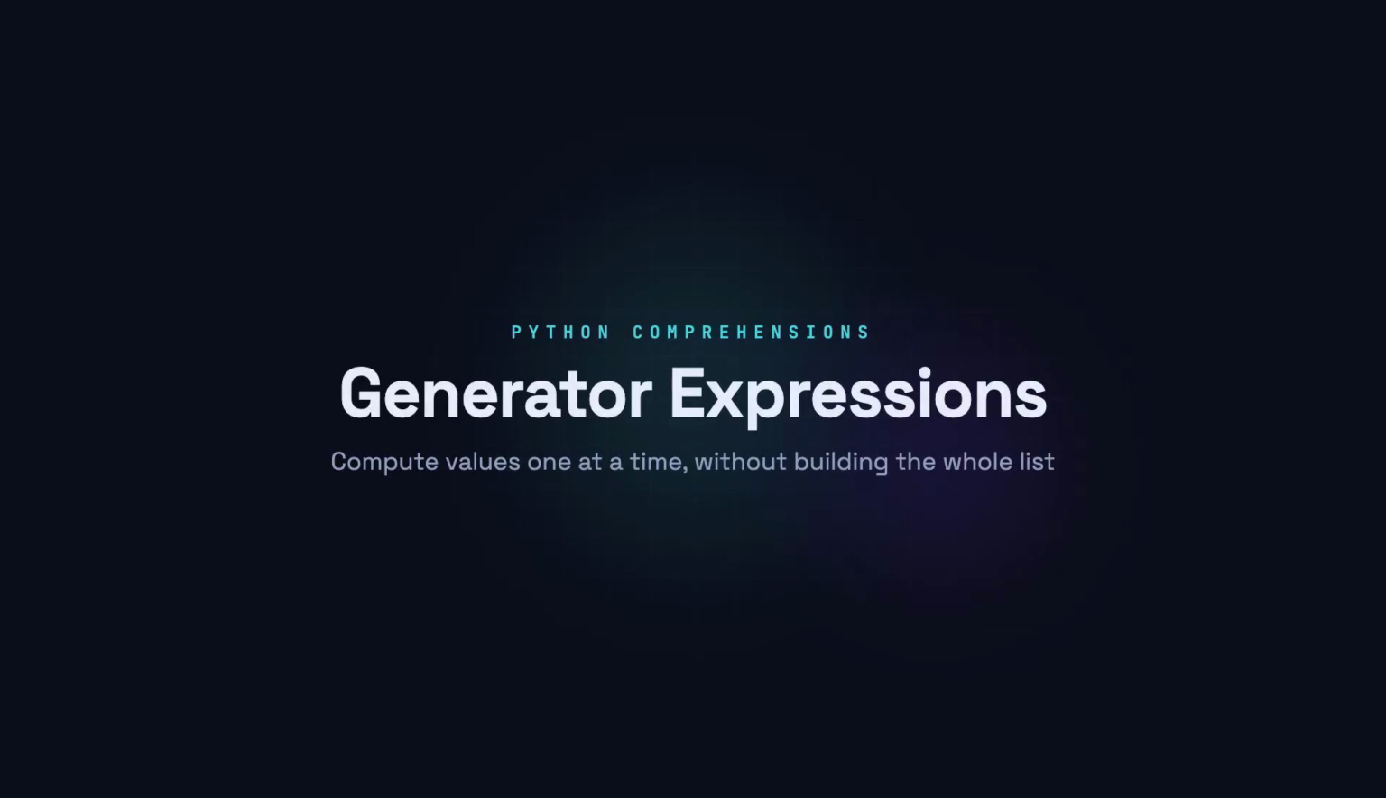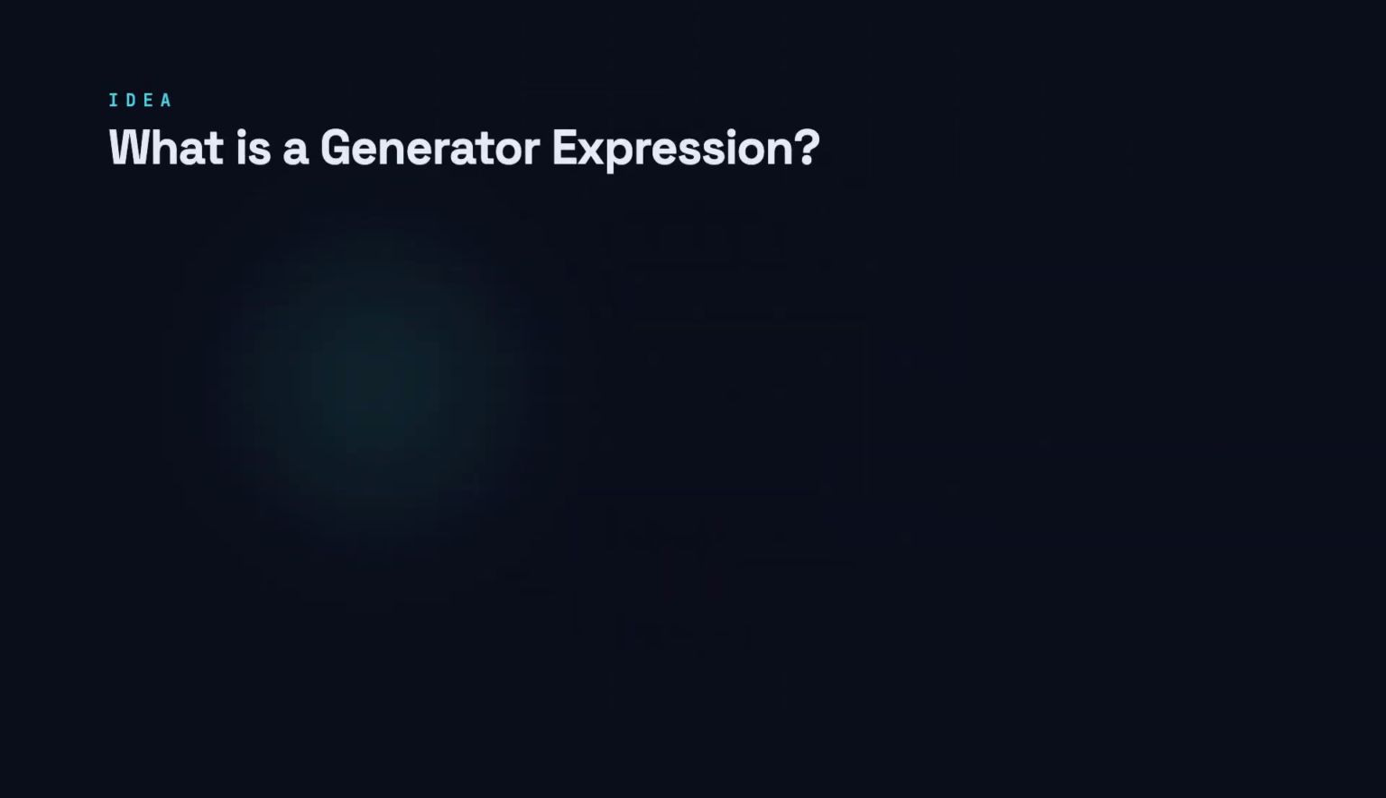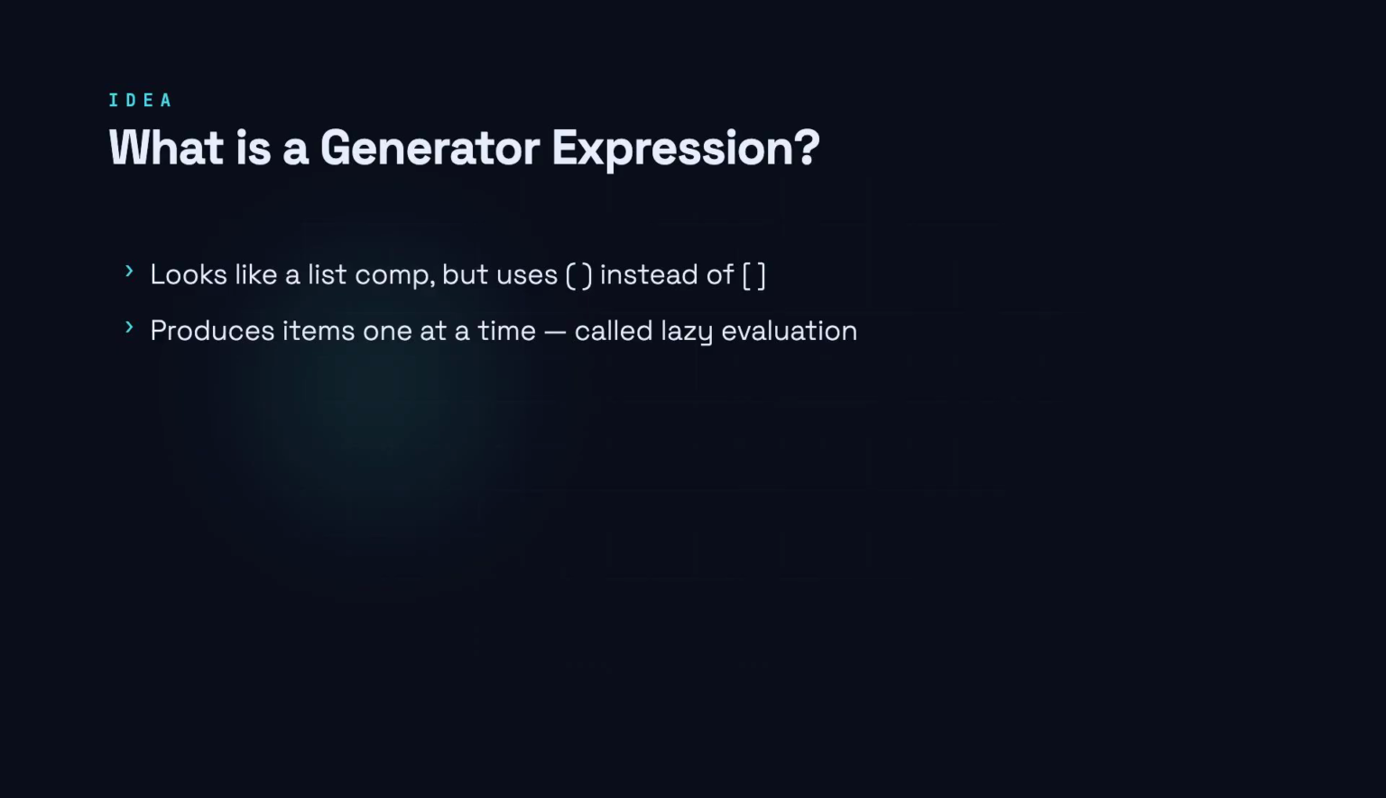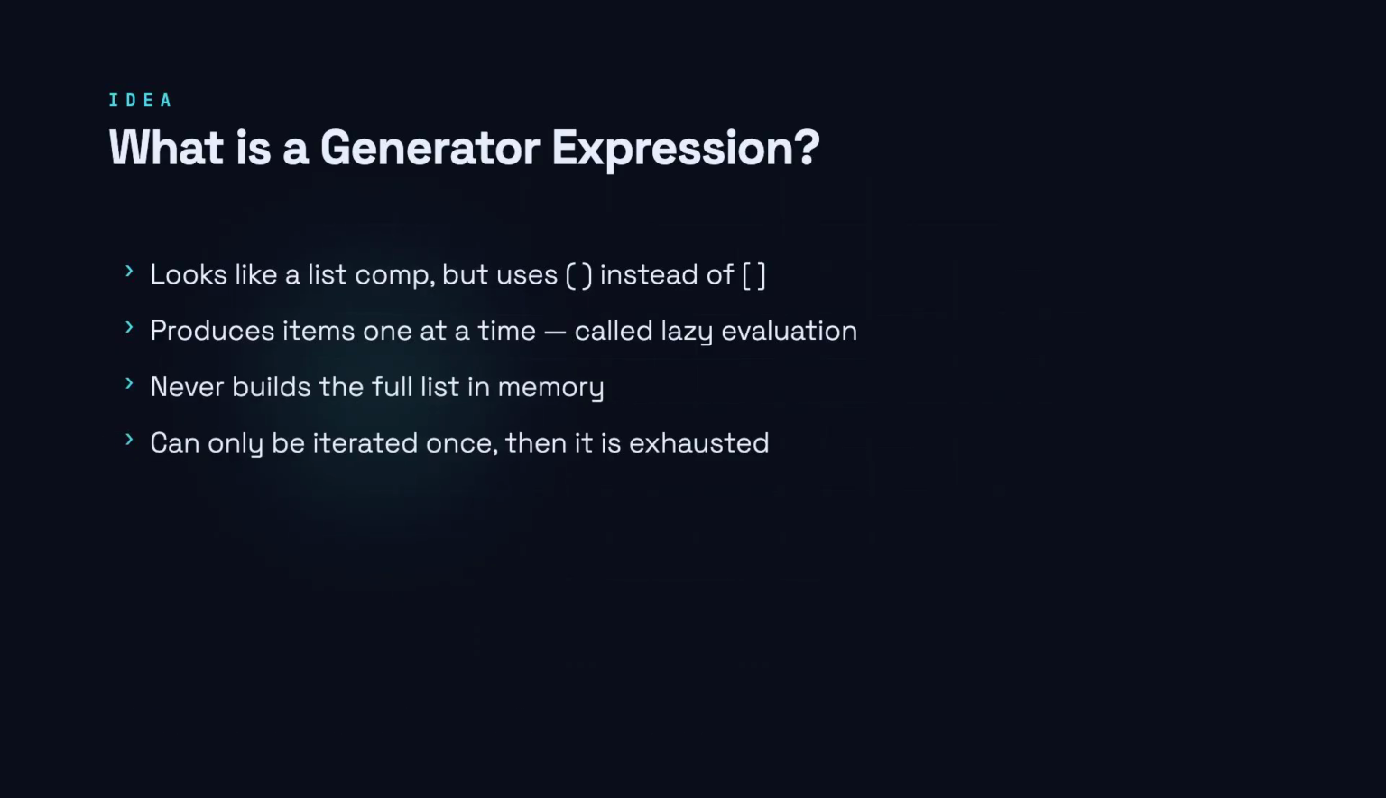In this video we look at generator expressions, a way to produce values one by one, saving memory and keeping your code clean. A generator expression looks almost identical to a list comprehension, but it uses round brackets. Instead of building every item up front, it hands you one item at a time and forgets the rest.